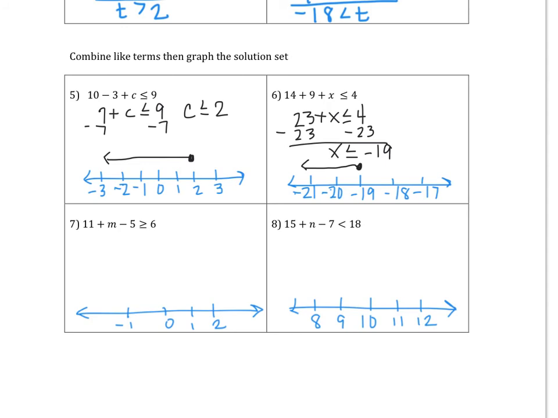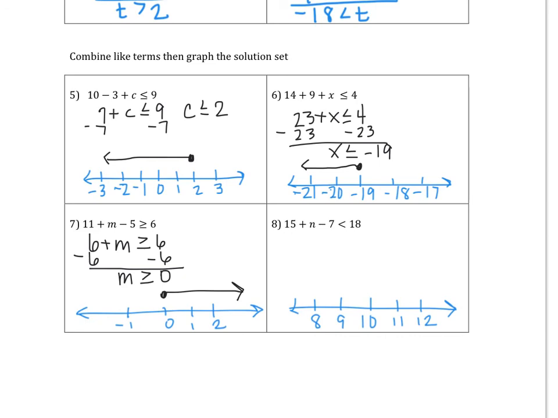Number 7, we're going to take 11 and subtract 5, and that's going to be 6 plus m is greater than or equal to 6. Subtract 6 from both sides, and we get m is greater than or equal to 0. So m is also equal to 0, so it's going to be a closed circle and everything greater.